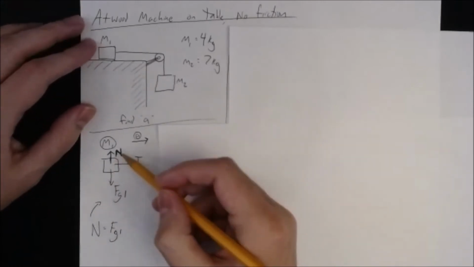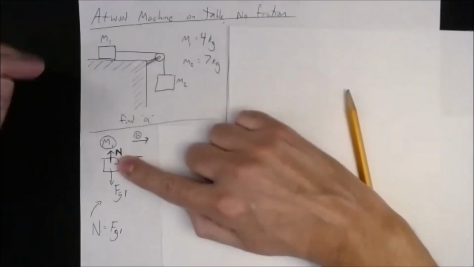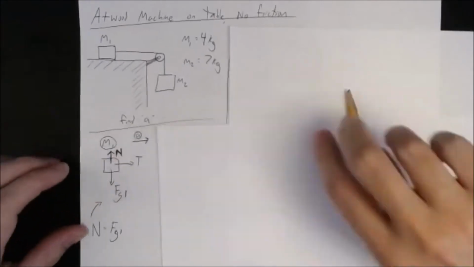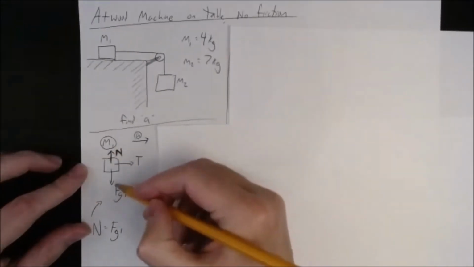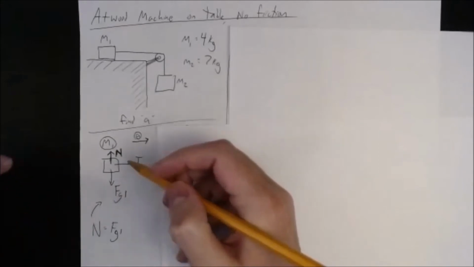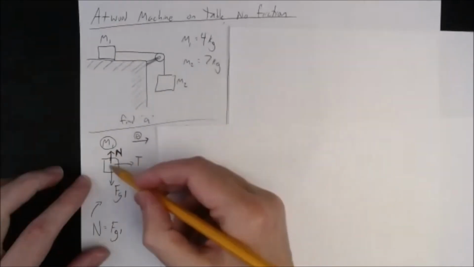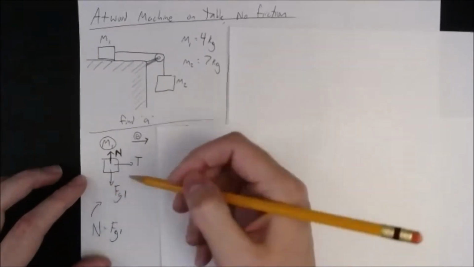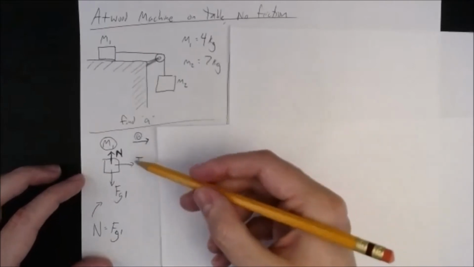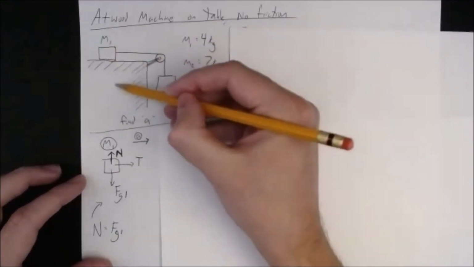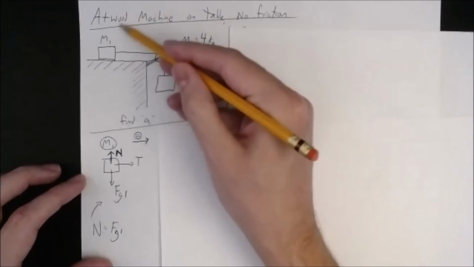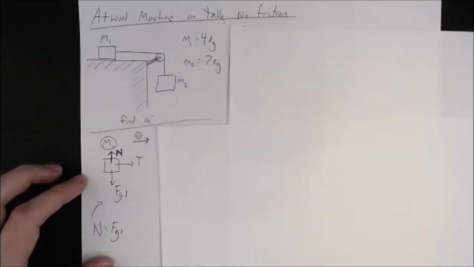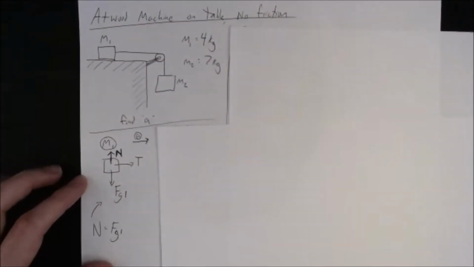Looking at the y direction, if we just take a moment to look at the y direction, we can tell that the normal force is going to equal Fg1 because there are no other forces acting in the y direction. The normal force and the force of gravity have to cancel each other out. Otherwise, this block is going to start diving through the table or lifting up off into the air, and we know that those things are not going to happen.